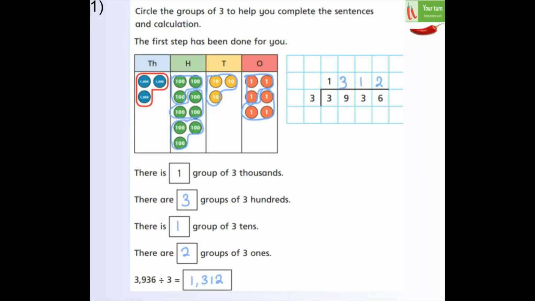Okay, here are the answers to Chili 1. So these should have been the answers. So I would like you to pause this video here and mark your answers against the answers on the board. You can see how many times they've grouped those three. So there was one group of 3 here, and there were 3 groups of 3 here, and there were 2 groups of 3 here. Then if you did it as a bus stop method, would give you the same answer, 1,312. You can see that, 1,312. Pause the video if you need to.